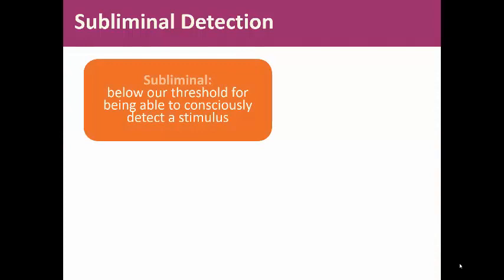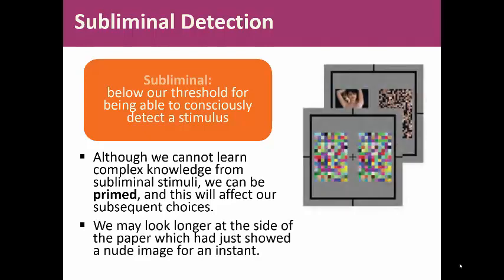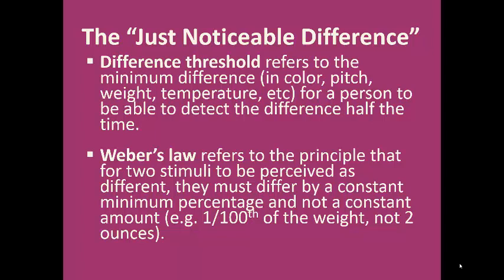Subliminal occurs when a noise or a visualization is below our threshold for being able to consciously detect a stimulus. Although we cannot learn complex knowledge from subliminal stimuli, we can be primed, and this will affect our subsequent choices. For example, we may look longer at the side of the paper which just showed a nude image for an instant. If you see those slides up at the top right hand corner, if there was a series of slides, and even if we weren't processing that there was a nude image, if they did it too quickly, we would find that in subsequent slides we tend to look more to the left hand side because we were primed by the nude image.